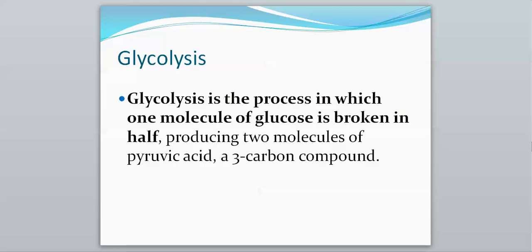So glycolysis is a process in which one molecule of glucose is broken in half and it produces two molecules of what's called pyruvic acid. Just in order to help us remember this, we're not going to need to know what pyruvic acid looks like on a molecular level. Just know when we break a molecule of glucose in half, this is what we get. We get two molecules of pyruvic acid. So pyruvic acid plus pyruvic acid equals glucose. So that is what happens in the process of glycolysis. It is going to break down glucose in half and give us pyruvic acid.